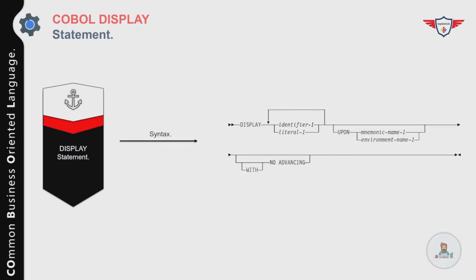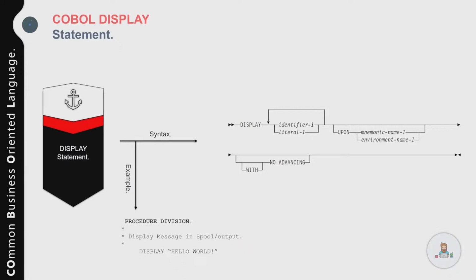So here's our example. We have a PROCEDURE DIVISION, and after that we have a message that we have displayed with the help of the DISPLAY statement. We have used DISPLAY followed by "hello world", in quotes. And when you run this particular program, it will print hello world in the spool.